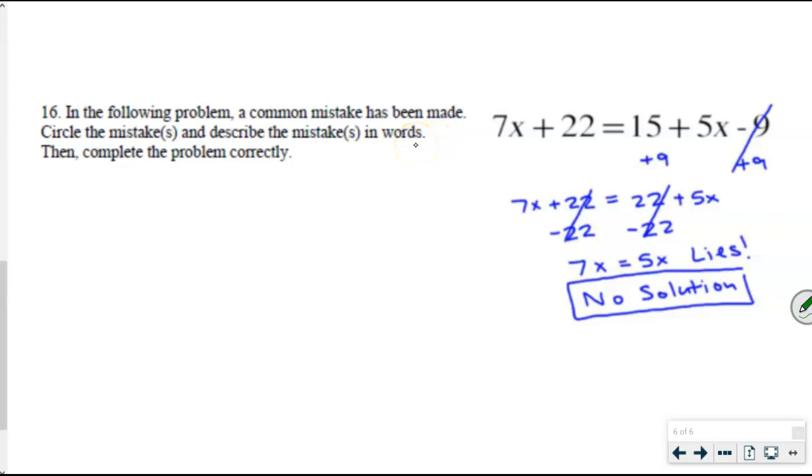Good. You can check it against the answer key. We're out of time, so we don't have time to discuss it.